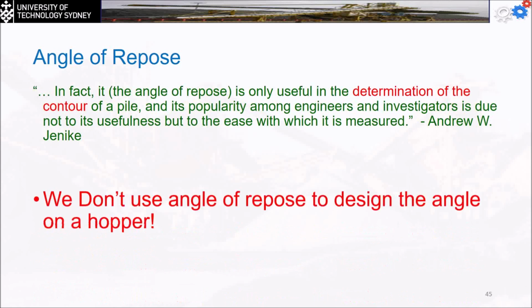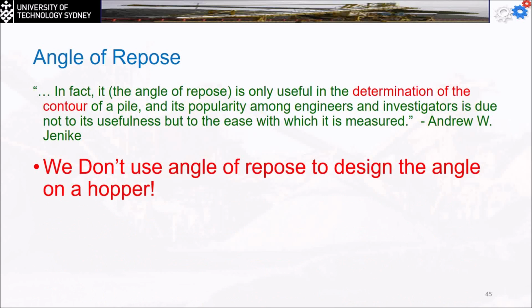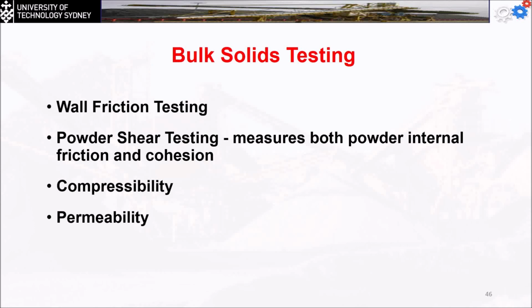For bulk solid testing, once again, we talked about the characteristics of the material and about different methods of testing. We're going to have a review of that once again. Wall friction testing should be done. Powder shear testing, which measures both the powder internal friction and the cohesion. The compressibility, the permeability.